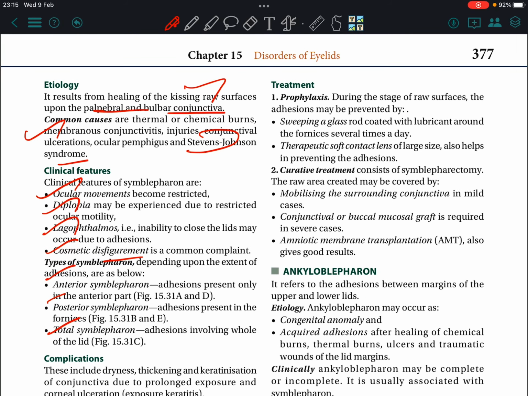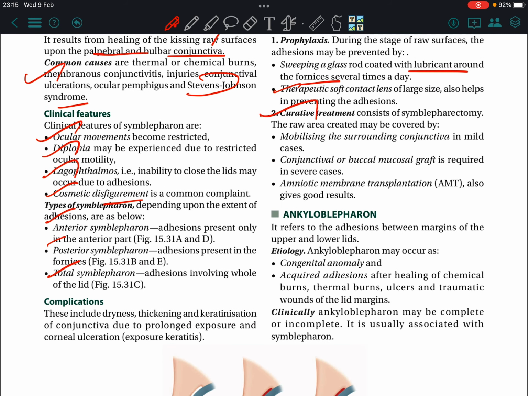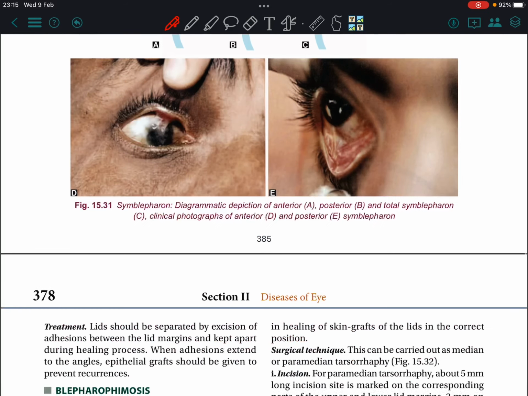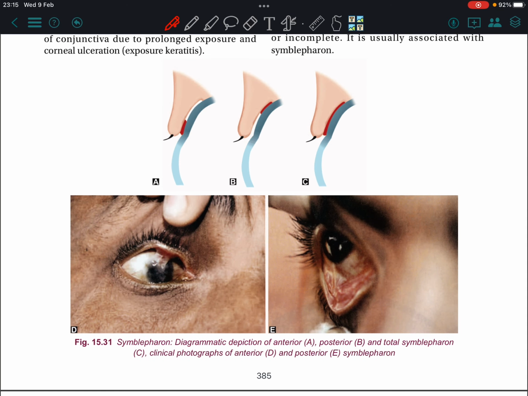Treatment: sweeping a glass rod coated with lubricant around the fornices several times a day. Therapeutic: soft contact lens. Curative treatment: mobilizing surrounding conjunctiva in mild cases, buccal mucosa graft, amniotic membrane transplantation. Ankyloblepharon refers to adhesion between margins of upper and lower lids. Diagrammatic definition: anterior, posterior, and total ankyloblepharon.